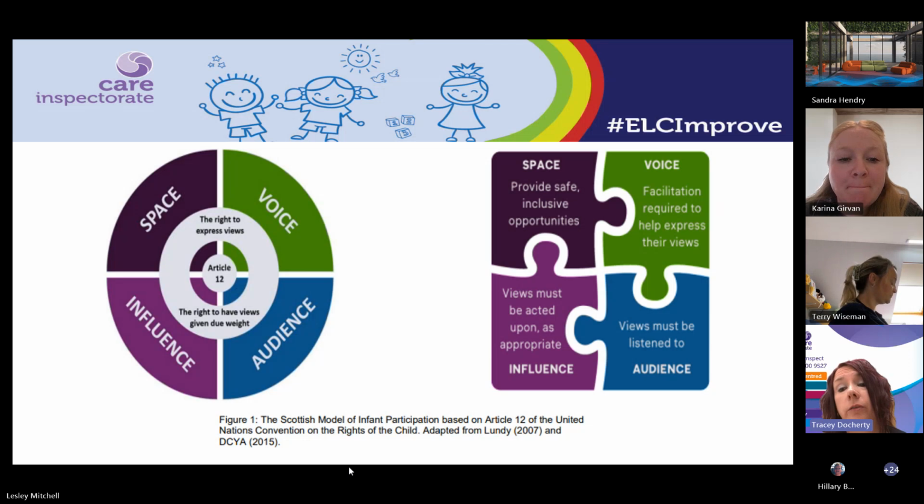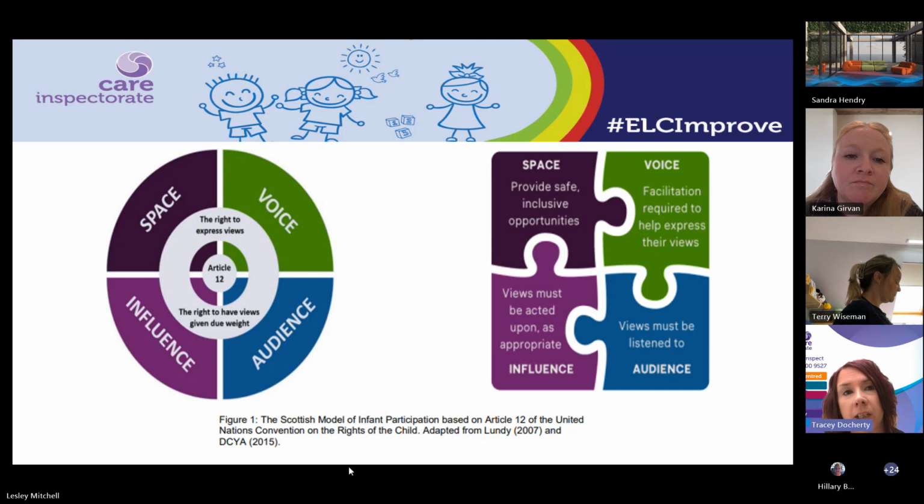They need facilitation to help express their views, for those who are non-verbal or just too young to speak. And then the influence is the part where we come in, where we have to act upon them as appropriate. As Karina said, there are going to be times where you're going to have to say no, and that's okay, but it's explaining why, and not just dismissing it. And the audience, it's us listening and fully hearing them properly.